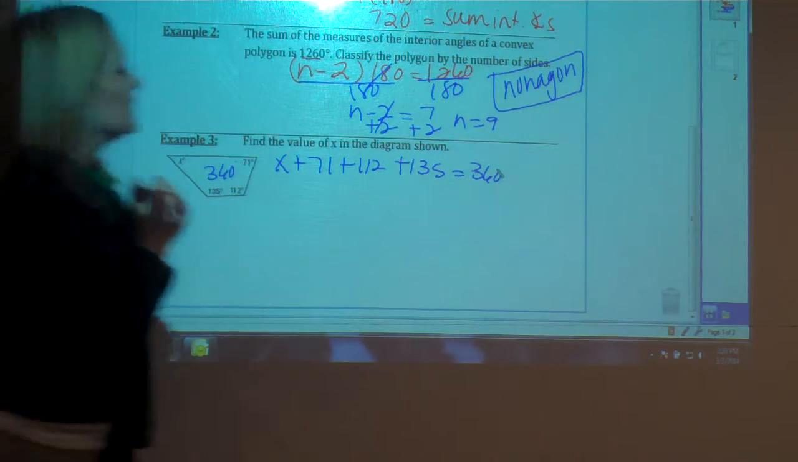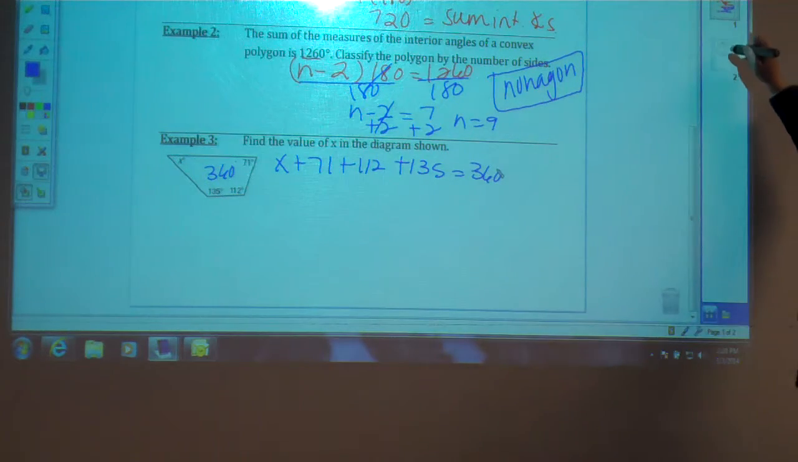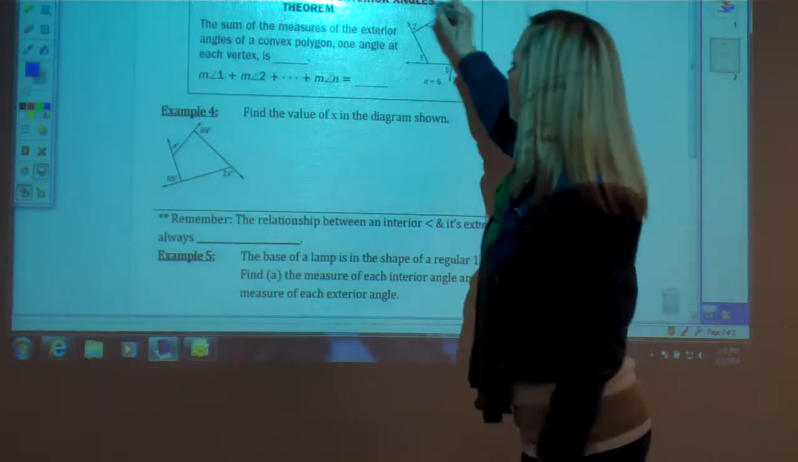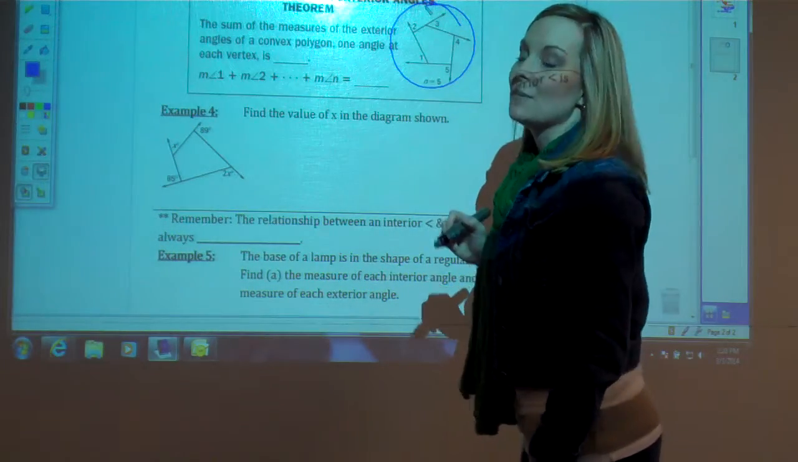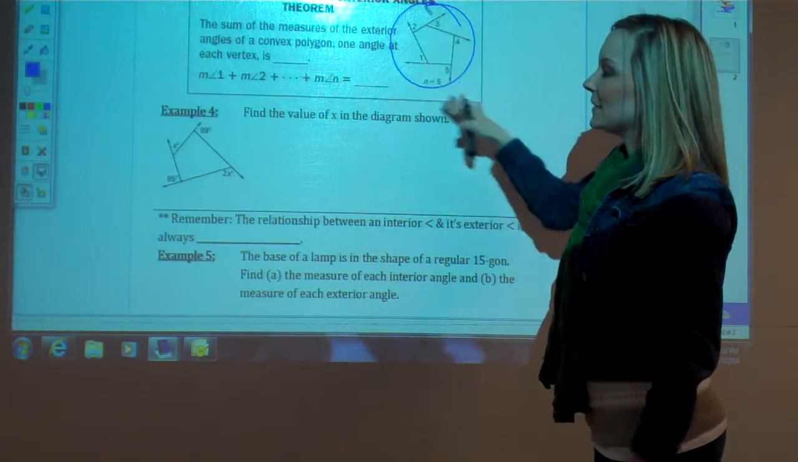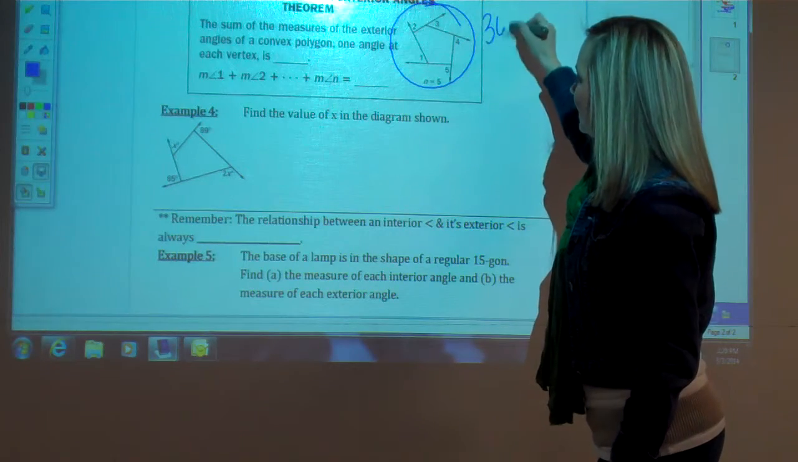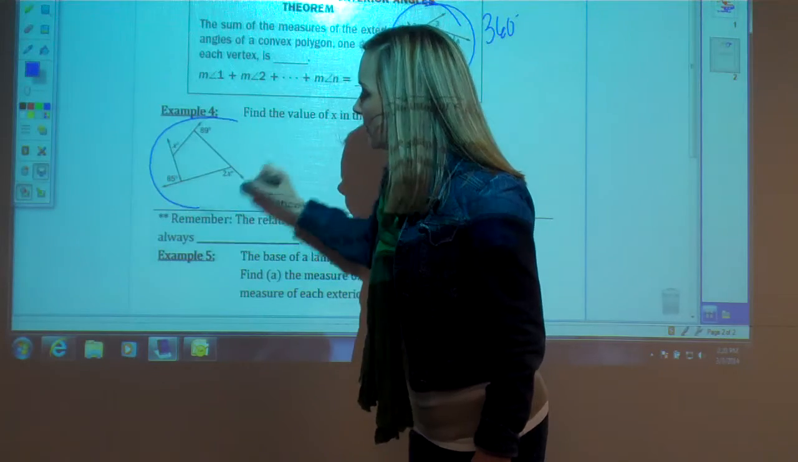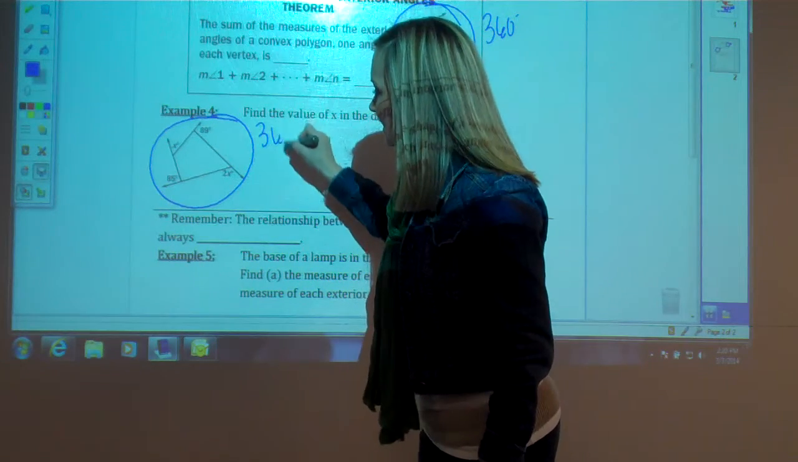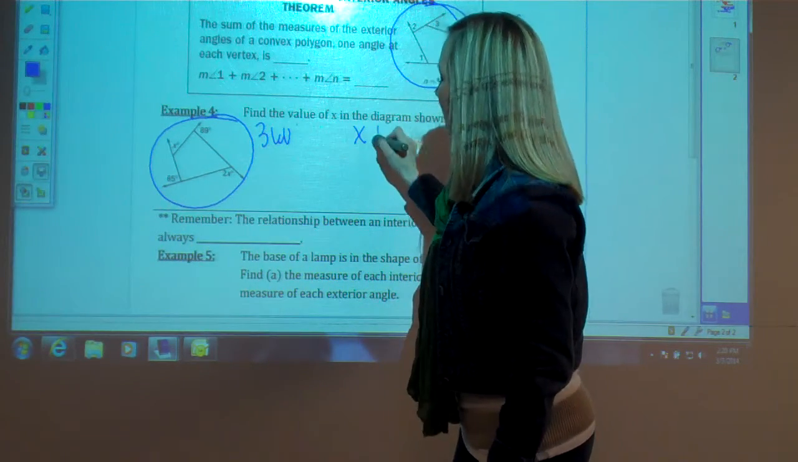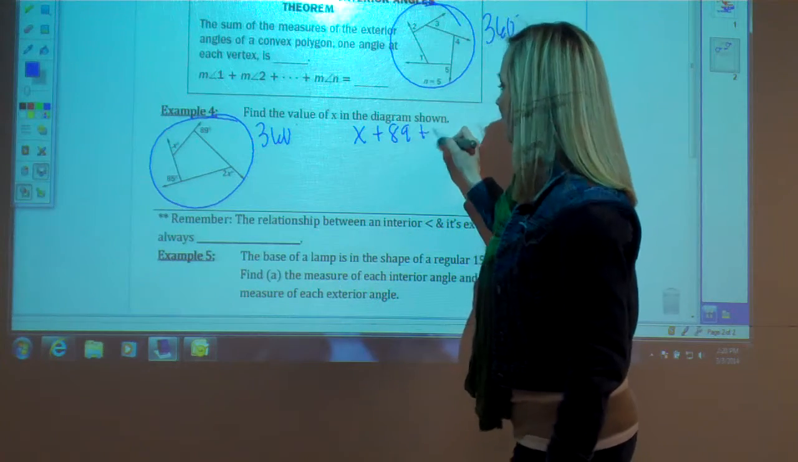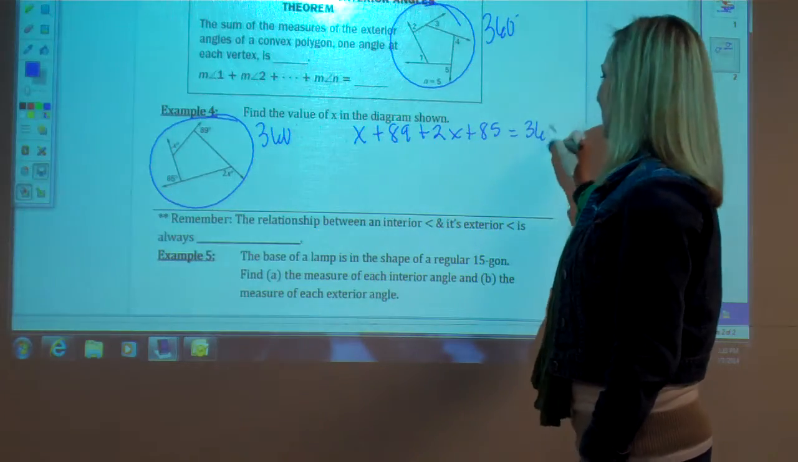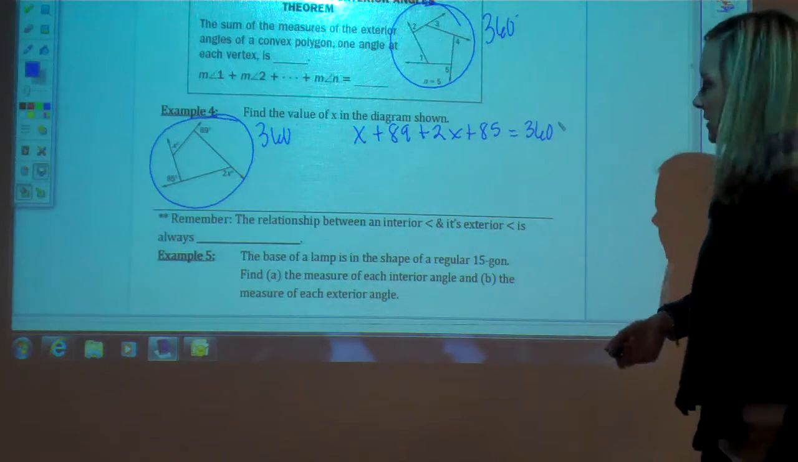All right? Okay. Next thing that we're going to talk about is your exterior angles. Your sum of any exterior angles, no matter how many you have, its sum is going to be 360. Okay? So again, example 4, its sum over here is 360 degrees. So again, you would say x plus 89 plus 2x plus 85 is equal to 360. And you would solve for x. Okay?